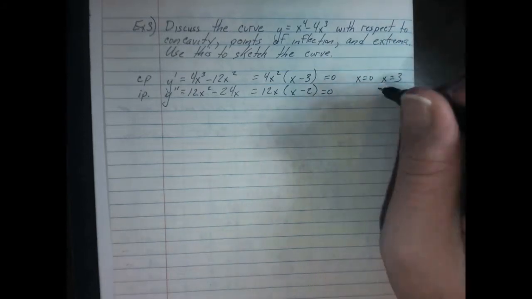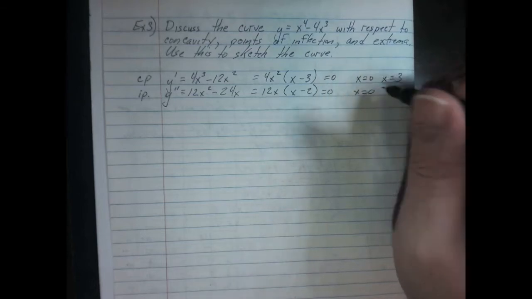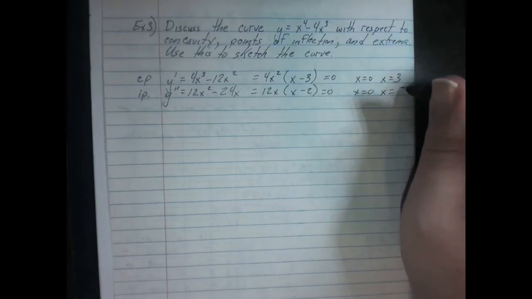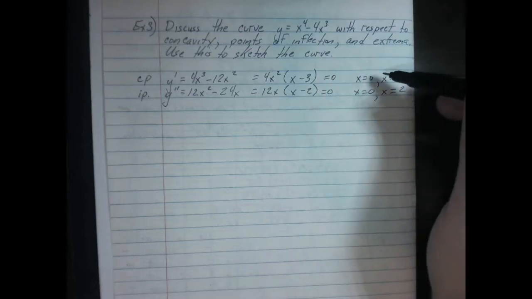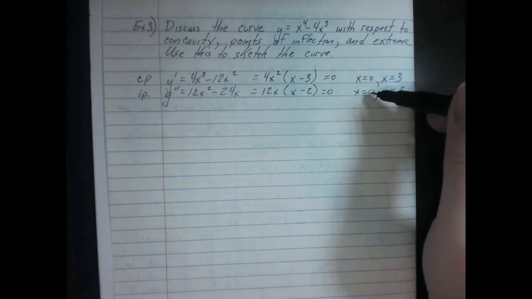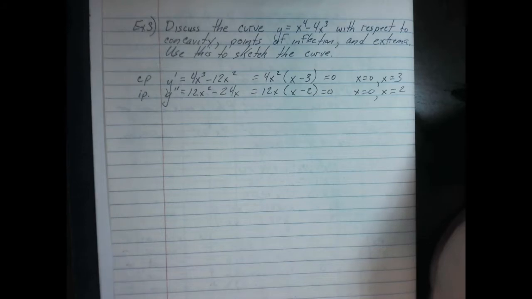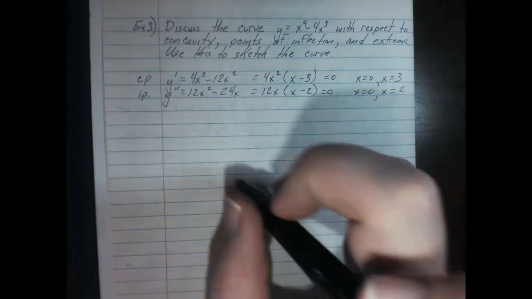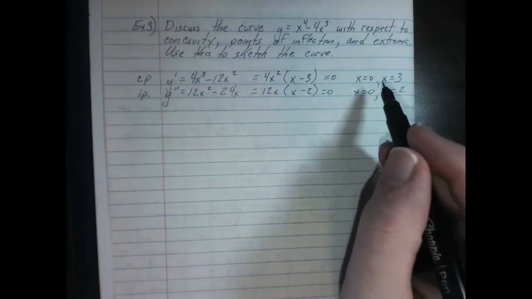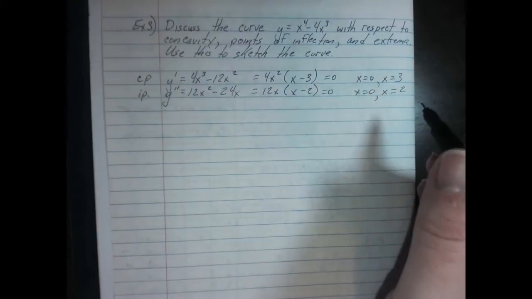Let's do this one. X equals 0. X equals 2. It's totally possible for one x value to be an inflection point and a critical point. That's perfectly fine. Let's figure it out. So I'm going to do my first derivative first with my critical points.